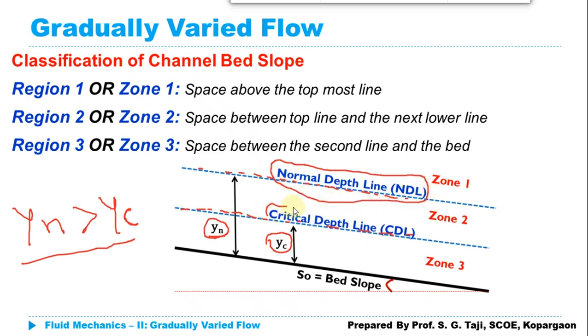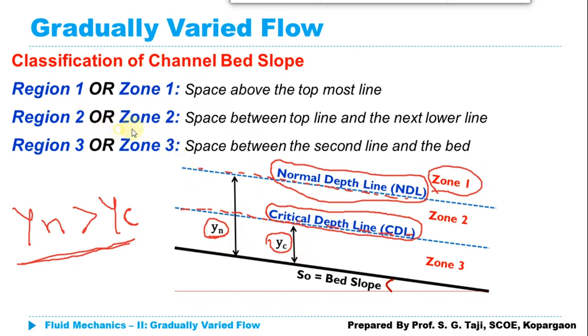Whatever the line which is going to represent critical depth is known as the critical depth line, which can be denoted as CDL. Now if I am considering the first case when my yn was greater than yc, so this will be my yn, which is greater than yc. In this case, zone 1 is the space above the topmost line. What is our topmost line? This yn is the topmost line. So beyond the yn, this is our zone 1 or region 1.